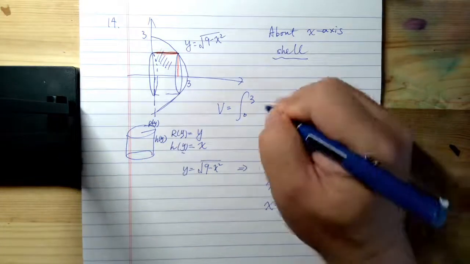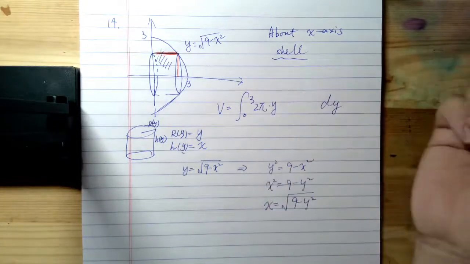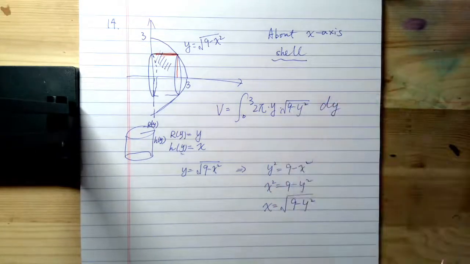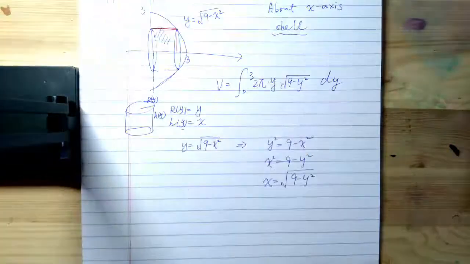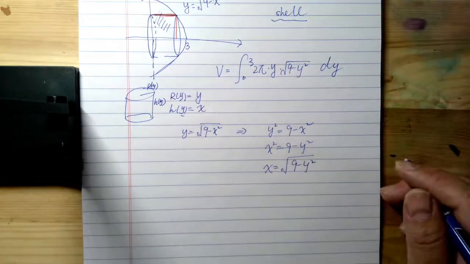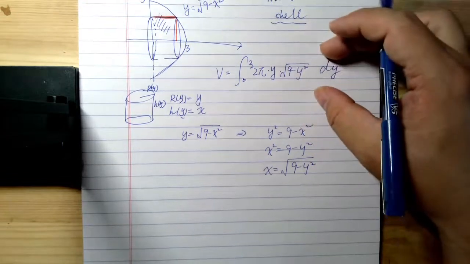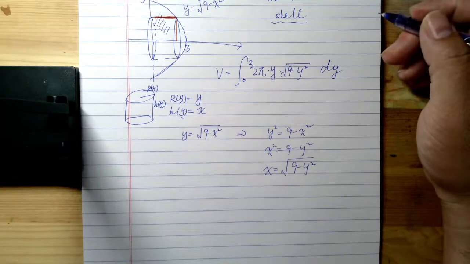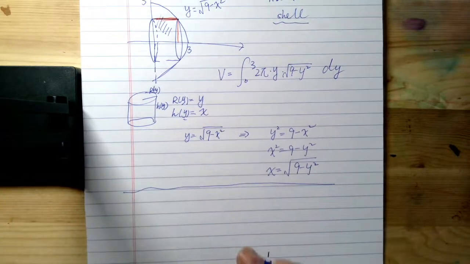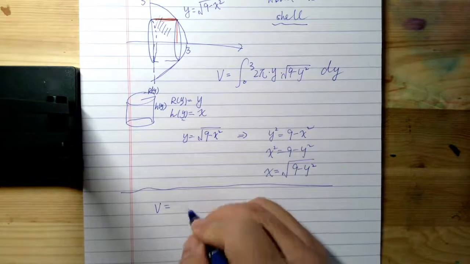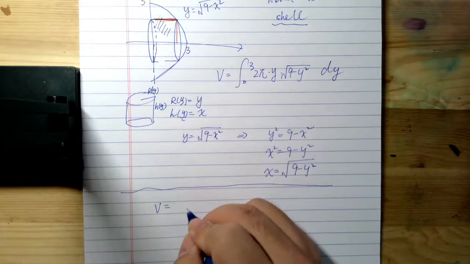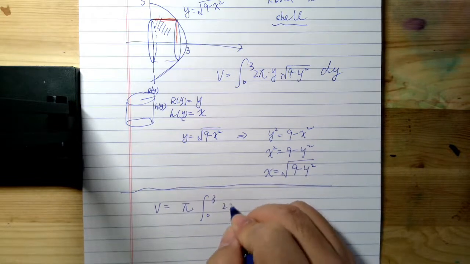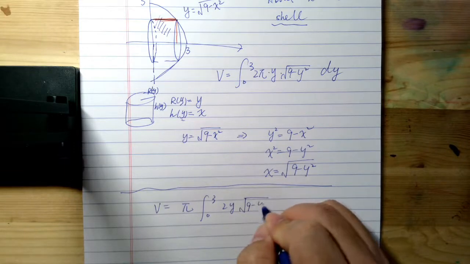So we can do 2 pi times the radius, which gives the circumference, times the height, which is the square root of 9 minus y squared. And then we can solve this integral. Let me take pi outside. So I have the integral of 2y times the square root of 9 minus y squared dy.